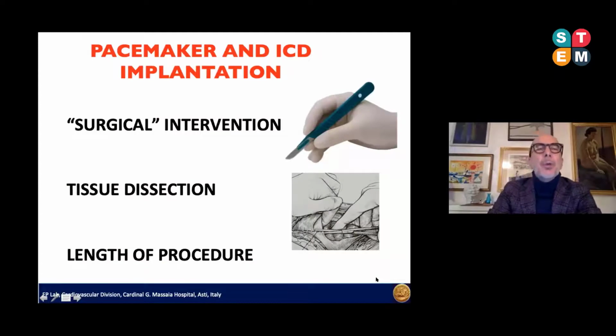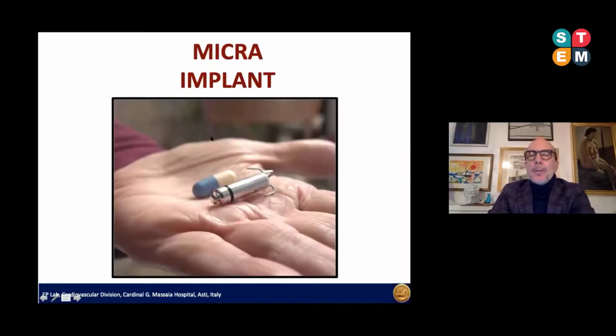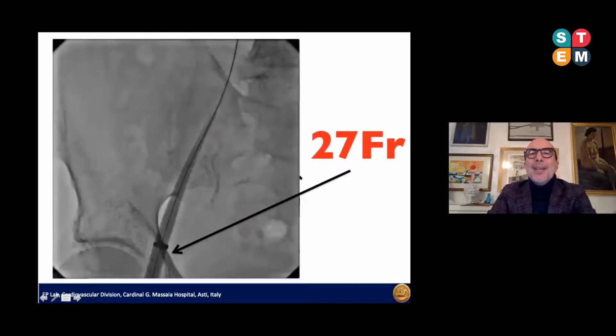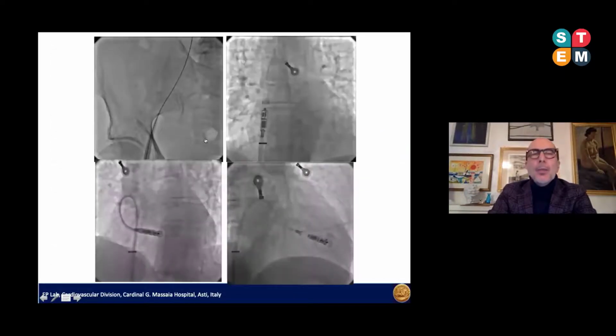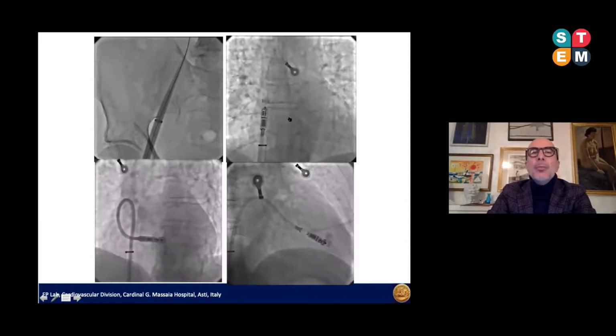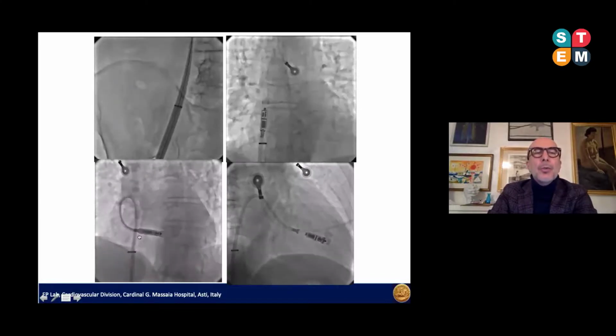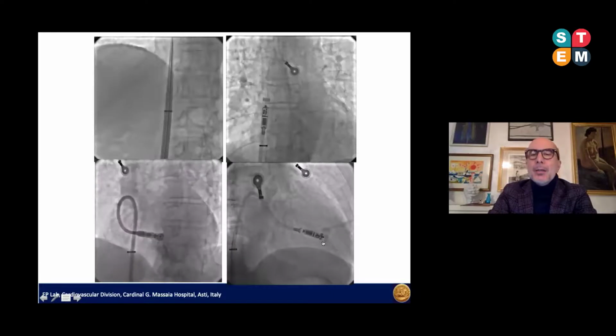And moving toward the intervention, for example a pacemaker, you have to consider that you have to make a tissue dissection, and it is much closer to a surgical intervention than the ablation procedure. You see here, for example, a micro implant, this is a pacemaker here, and you need a 27 French introducer that has to be introduced through the femoral vein. Then you approach the right atrium, and use this long sheath to position the Micra here in the ventricle.